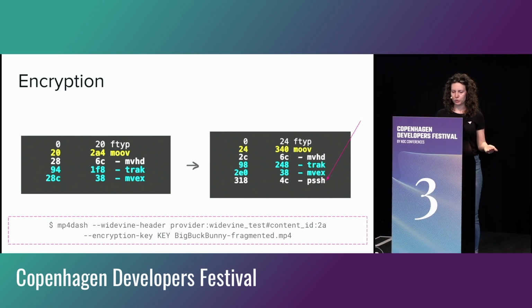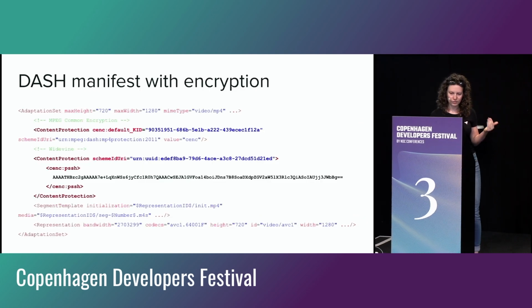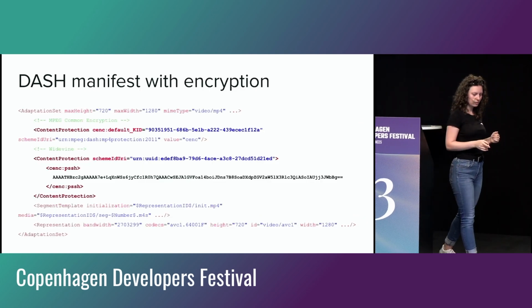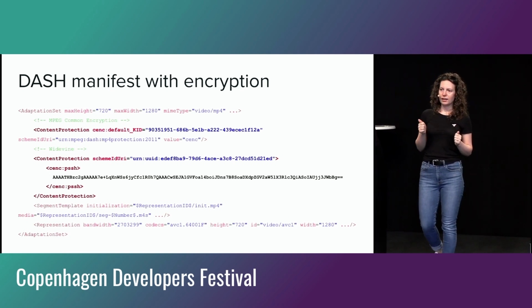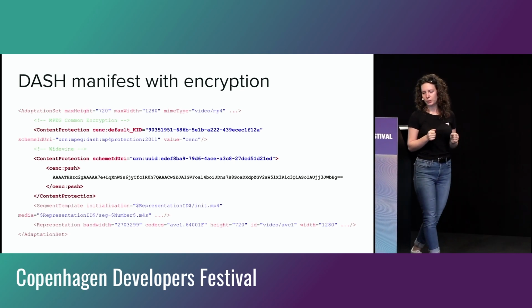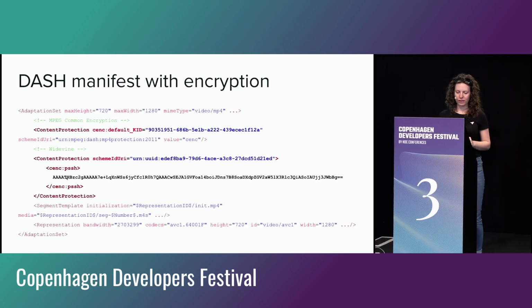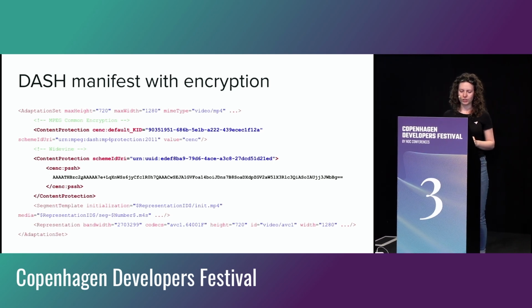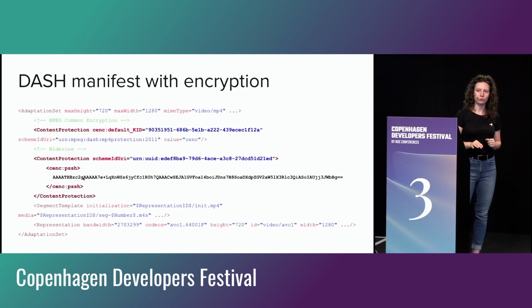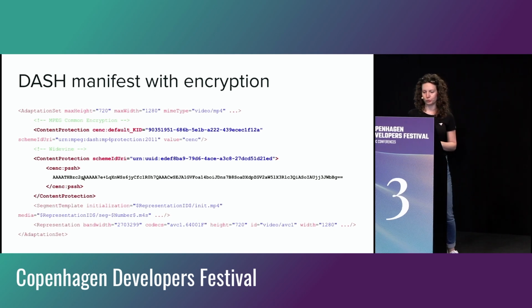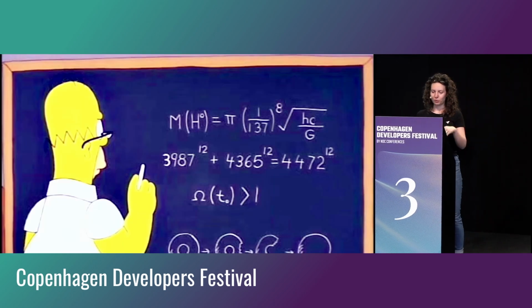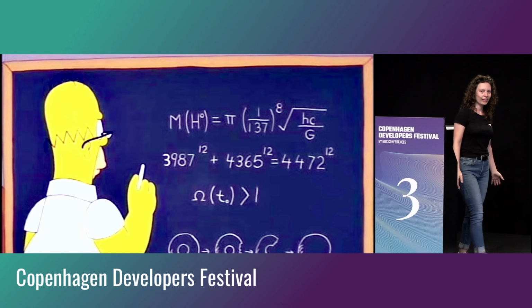And now when it comes to the encryption again, we have the DASH manifest. And it has changed a little as well. So here we have the content protection elements. And we also have the PSSH here, which is the base64 encoded information about the IDs that I told you before. And now it's time for the decryption process.